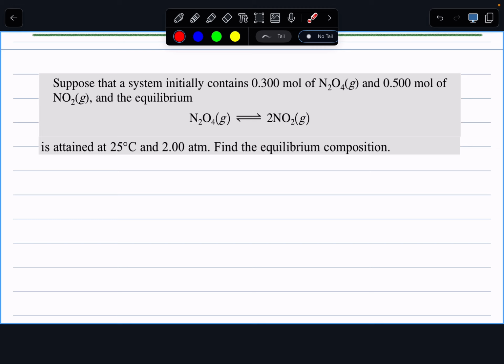So just one more thing to think about. And obviously, at the end of the day, you can come back and plug the calculated extent of reaction into this expression to calculate the number of moles of NO2 at equilibrium and the number of moles of N2O4 at equilibrium. So that's the last step to get the numeric answer.